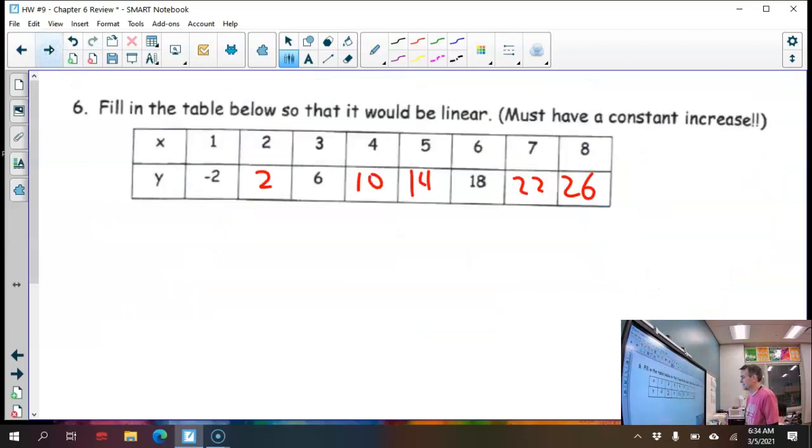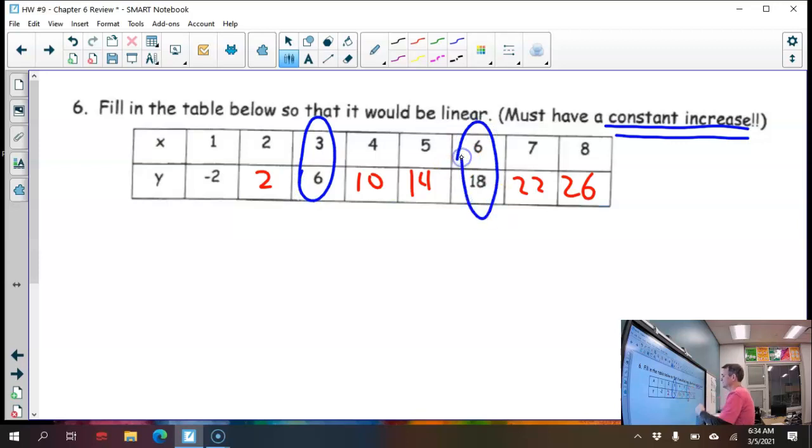Number 6. So the secret to this is that it must have a constant increase. The y's must go by the same amount each time. So the first thing I'm going to figure out is, how much do the y's go up by each time? And I'm going to use this and this. Notice that the y's went up 12 when the x went up 3.